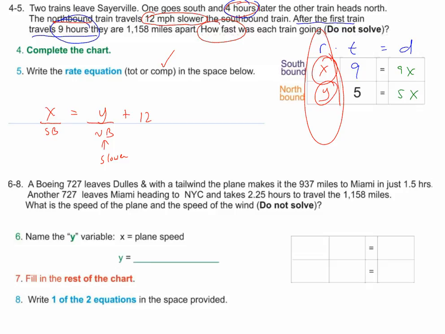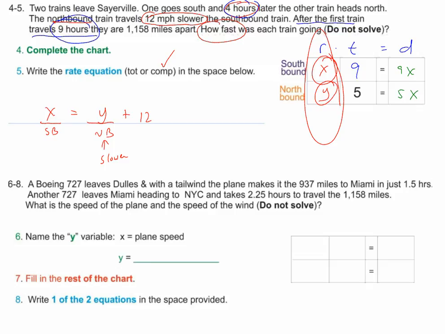Any questions on 4 and 5? Now, again, on some of your papers, I said something like this: that's not a rate. Or I said those are distances, meaning they have no business in a rate equation. The rate equation has all rates.